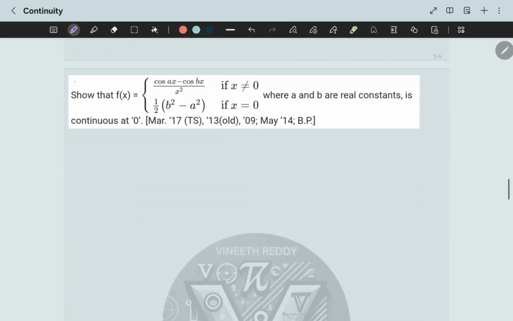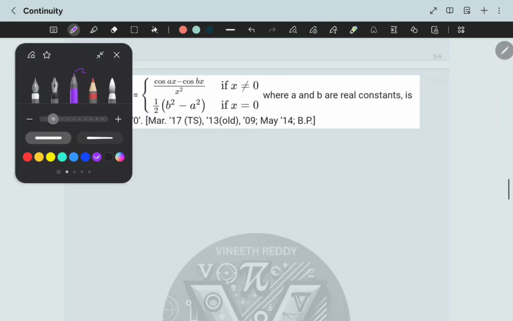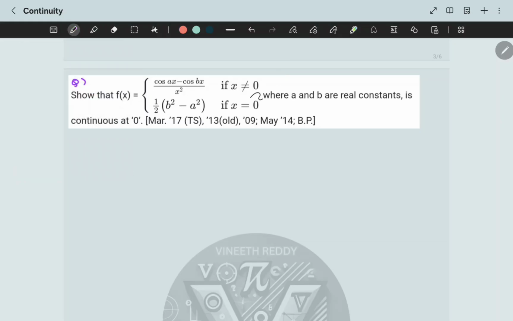Now let us go with the next question. It says, show that f of x is given by this, where a and b are real constants, okay, is continuous at 0. That means we have to show that limit x approaches 0 of f of x should be equal to f of 0. Now firstly let us write f of 0. What is f of 0? That means when x is equal to 0, f of 0 should be this function, no?